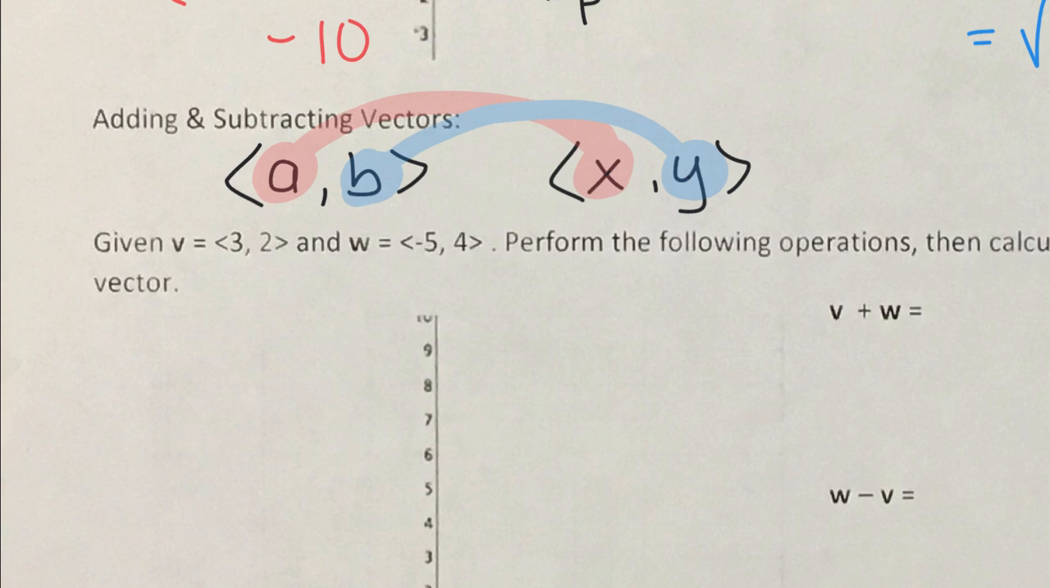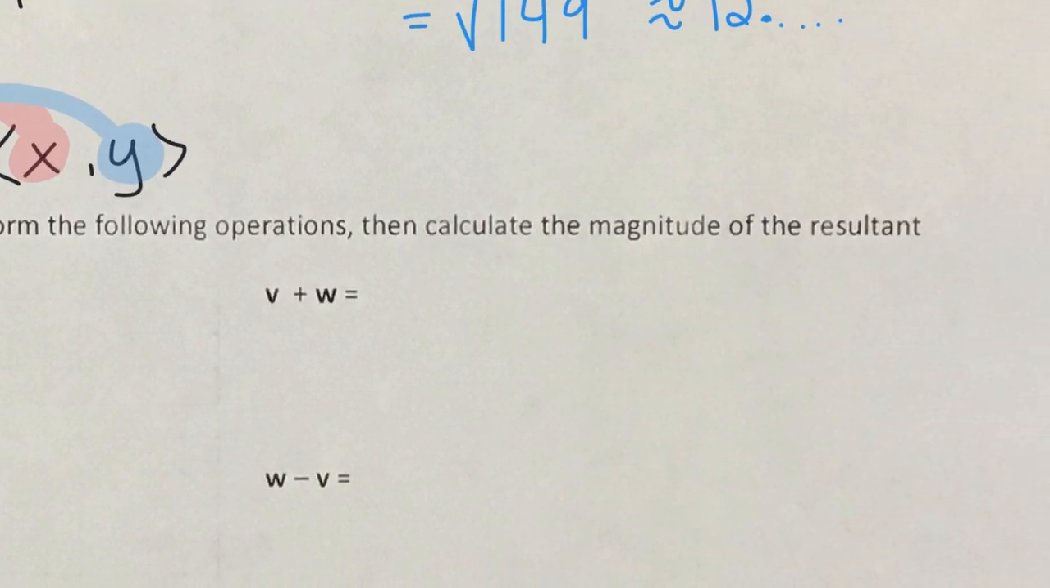So it says that we have two vectors, v and w. Here's our vector v, and here's your vector w. It says perform the following operations, then calculate the magnitude of the resultant. So here's another vocabulary word, resultant, which means the answer or the result of the two vectors. Resultant is another vocabulary word.